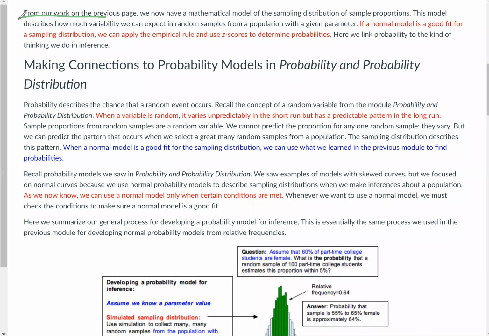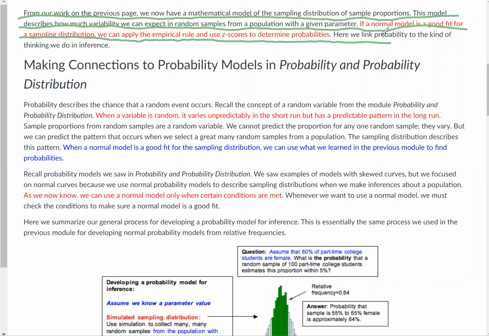From our work on the previous page, we now have a mathematical model of the sampling distribution of sample proportions. This model describes how much variability we can expect in random samples from a population with a given parameter. If a normal model is a good fit for a sampling distribution, we can apply the empirical rule to use z-scores to determine probabilities. Here we link probability to the kind of thinking we do in inference. We're building our way towards inference here, making connections to probability models in probability and probability distribution.